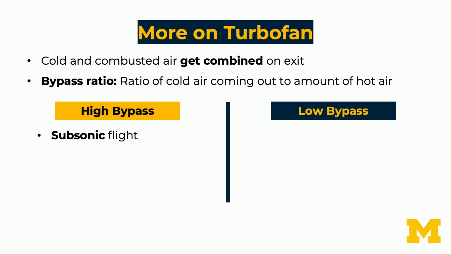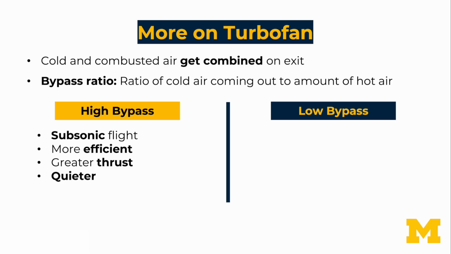In the high bypass turbofan, you have subsonic flight. They're much more efficient. You have greater thrust that you can achieve using the high bypass turbofan engine. And they're quieter because they have this buffer region where there's a lot of air between the combustion that's happening, which is the loud bit, and the outside world. The high bypass is used almost exclusively for commercial airplanes.